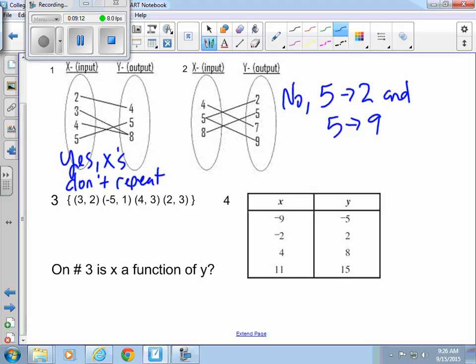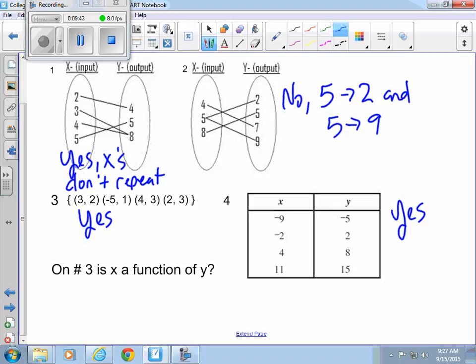Okay, so look at number 3. 3 goes to 2, negative 5 to 1, 4 to 3, 2 to 3. Is that a function? Yes. Why? The x's don't repeat. So y is a function of x, the x's don't repeat. And let's look at number 4. Do any of those x's repeat? So it is a function because the x's don't repeat.